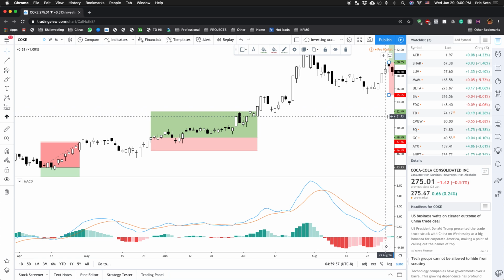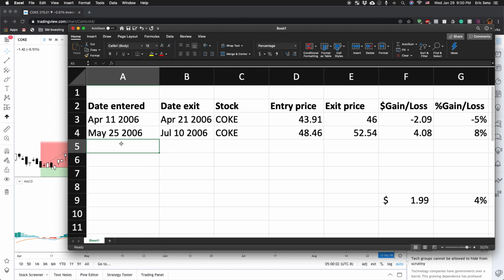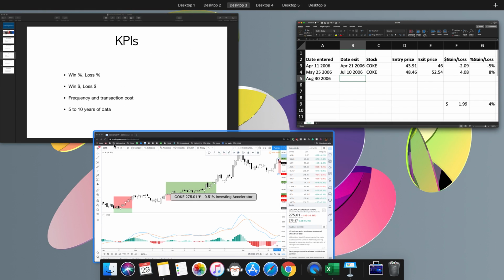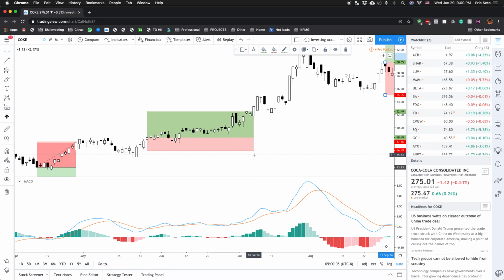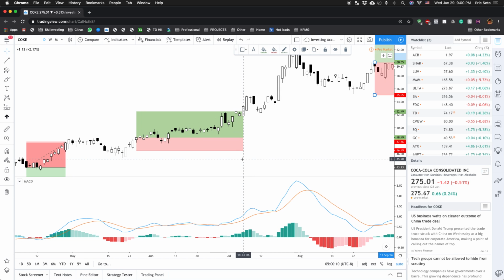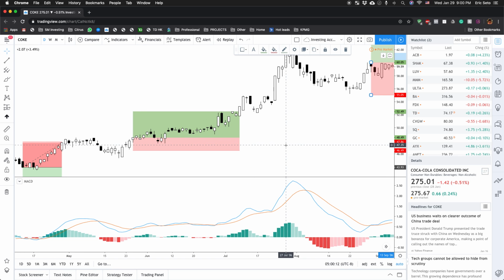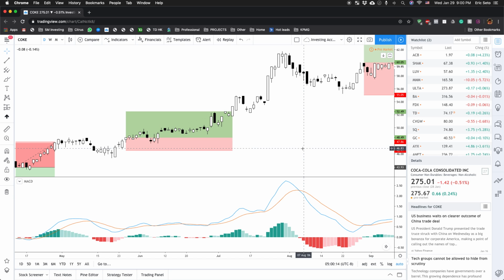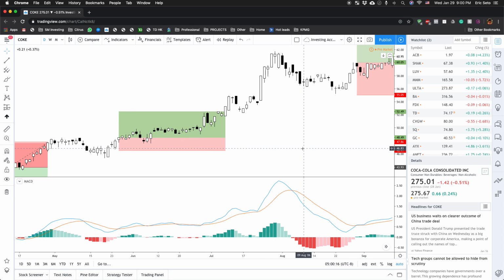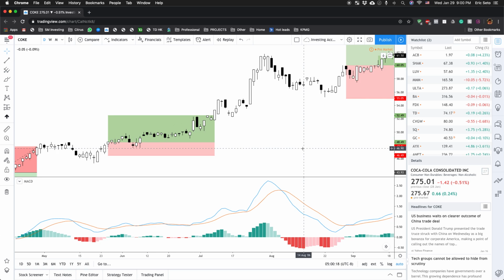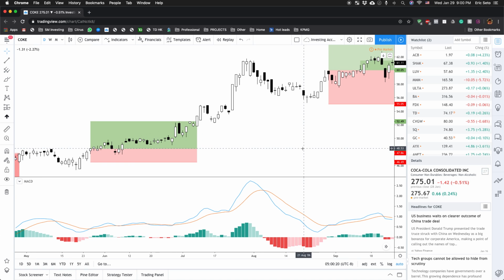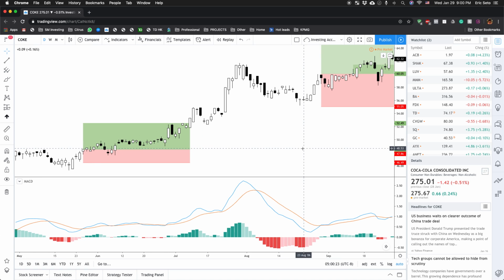So here, okay, I'm entering at 30th of August. All right. And then afterwards, I start moving the chart. So you can see that I'm actually seeing the chart progressing live. And this is how you would backtest if you don't know how to code. If you know how to code, then you can obviously go through 10 years of data in a couple of minutes, and then it will tell you exactly where you entered and exit.